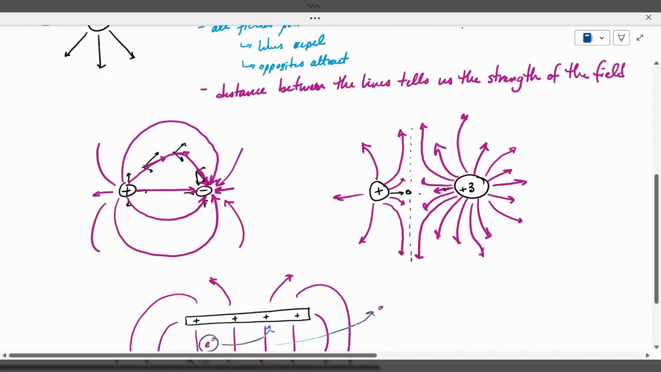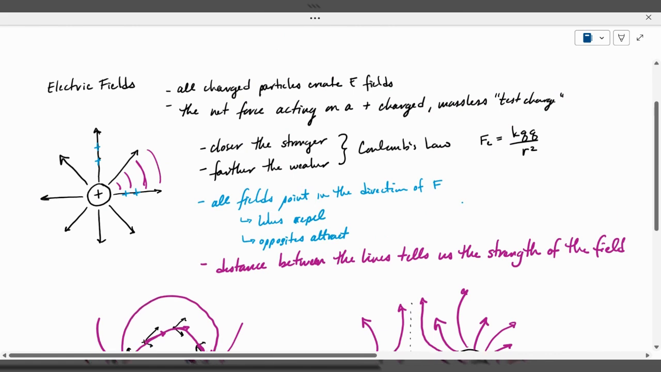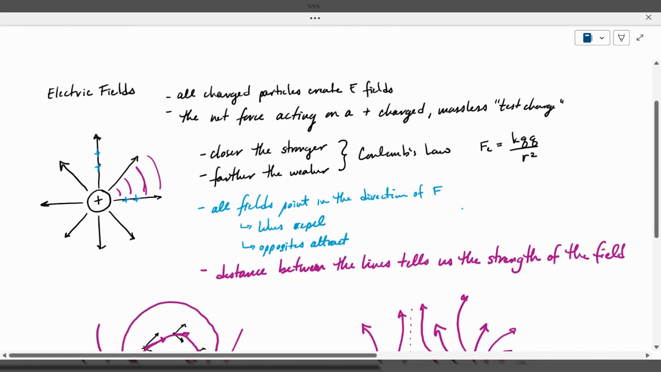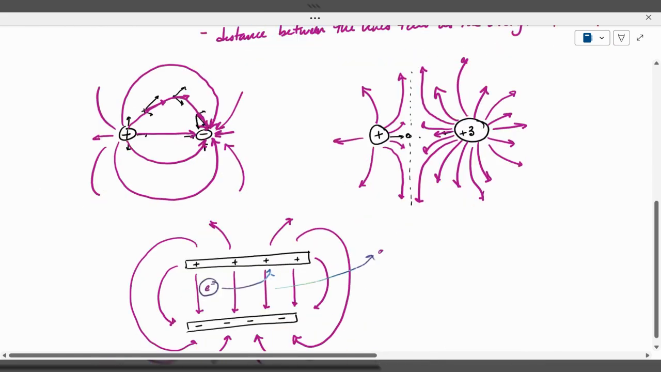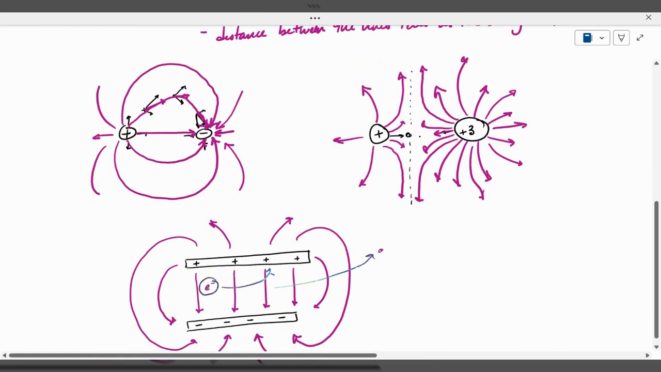So this is what you need to know for electric fields. Up here we have the core concepts. Down here we have a few more elaborate examples of their applications.